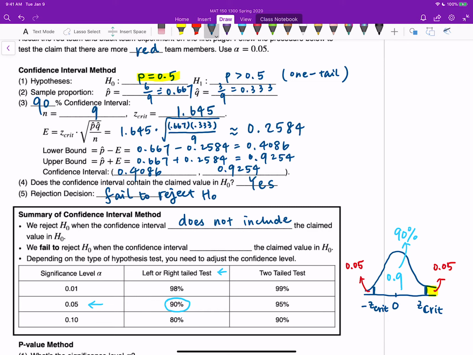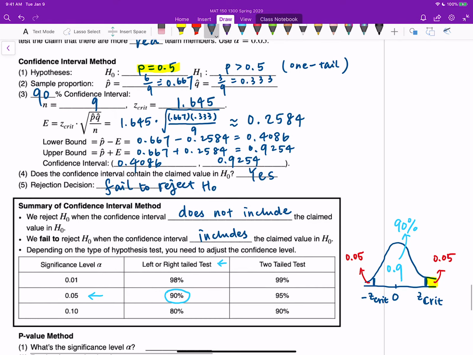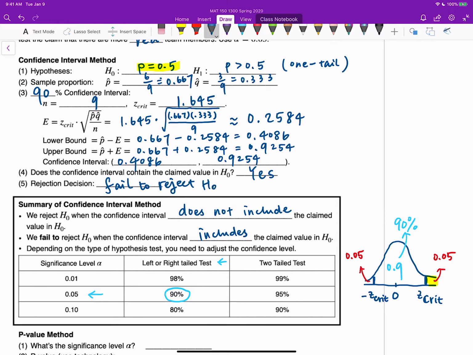We fail to reject the null hypothesis when the confidence interval includes the claimed value in H0, which is the case that we have above. The confidence interval does include the claimed value 0.5, so we cannot reject the null hypothesis. And we basically got the same conclusion that there is not sufficient evidence to support the claim that there are more red team members. And that is the confidence interval method. The confidence interval method usually gives us an informal way to make rejection decisions based on your sample data.